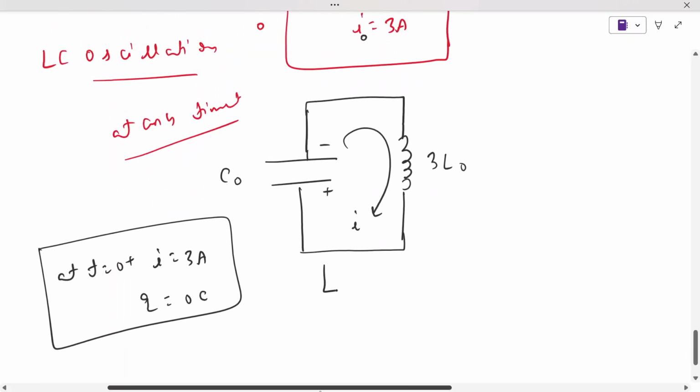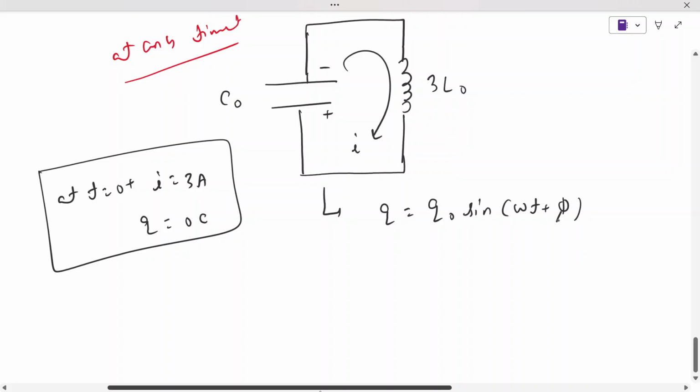So let us assume that Q is simply Q naught sin(omega t plus phi). Initially there is no charge on the capacitor, right? So of course phi should be 0, and its current is 3 ampere. So I is Q naught omega cos(omega t plus phi), because this is a general equation which I have derived.